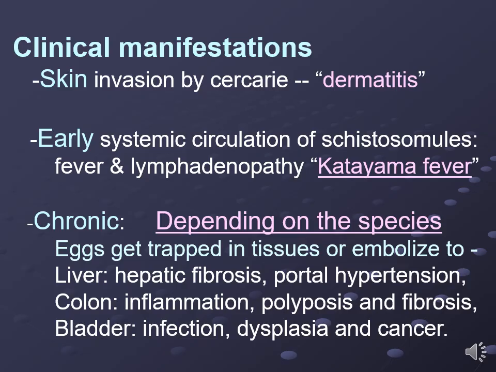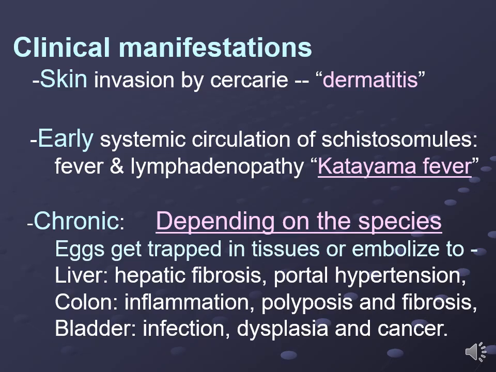Then the patient goes into a chronic phase, which is largely asymptomatic, but depending on the species, the eggs get trapped in the tissues, or we say embolized to the tissues. Why do we say embolized? Because the parasites occur in the blood vessels. Like here we have got the liver. So the parasites would live in the mesenteric veins, and we shall see this on the subsequent slide.